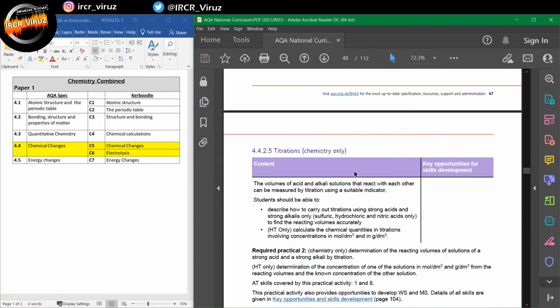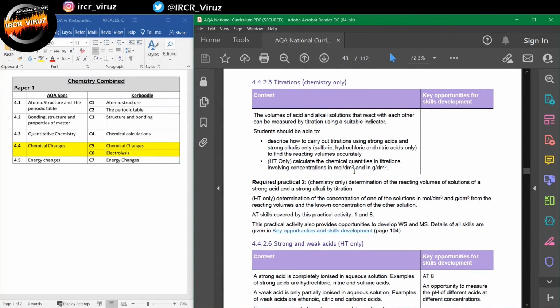Okay. Titrations, this is going to be for triple science only as well. So basically in here, this is another required practical, and you're very likely again to get a 6-mark question on this. This is mainly about calculating the concentration of either an acid or an alkali, depending on which one is being asked of you.